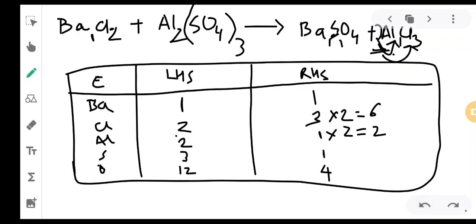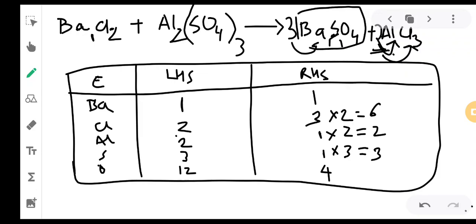Then what is unbalanced now? Aluminium became balanced. The next thing is sulfur. We have to balance sulfur. How will we balance sulfur? Sulfur is 3 in number on the left hand side and 1 in number on the right hand side. So multiply this with 3. If you multiply this with 3, the sulfur atoms will become equal. How? I will tell you. This 3 will be multiplied to the whole of this.